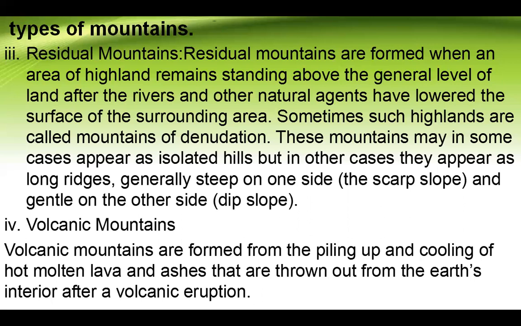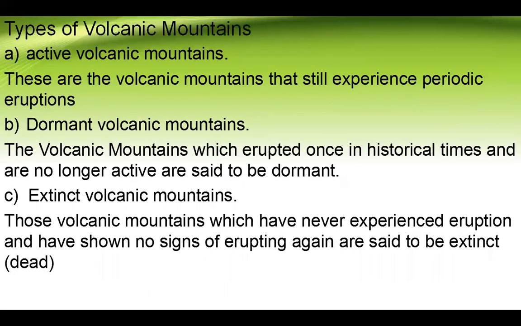The fourth one is the volcanic mountains. These are formed from the piling up and cooling of hot molten lava and the ashes that are thrown out from the Earth's interior after a volcanic eruption. Now there are a few types of volcanic mountains. The first one is active volcanic mountains. These are still experiencing periodic eruptions.